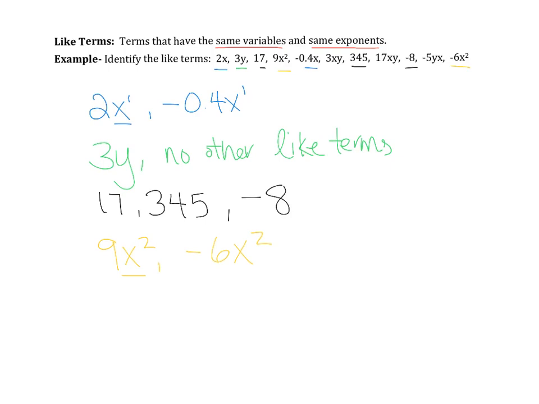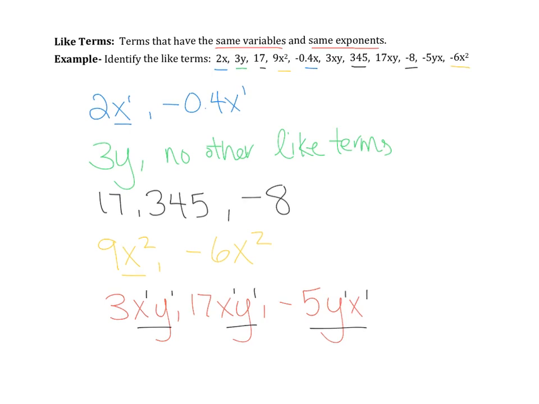And then we do have one more group of like terms, and that is the xy terms. There's 3xy, there's 17xy, there's negative 5yx. So one thing to note here, of course, is that the order that the letters are written in doesn't matter. All of these terms have an x to the 1, a y to the 1, x to the 1, y to the 1, x to the 1, y to the 1. We're multiplying them together. That's why the order doesn't matter.